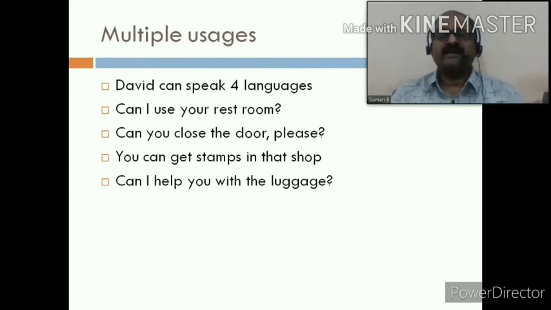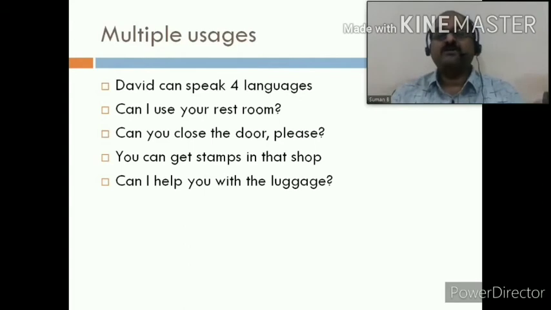Last one, can I help you with the baggage? Though it seems like a question, what are you actually doing here? Can I help you with the luggage? You are asking a question, but basically you're offering help. This is also an important function.